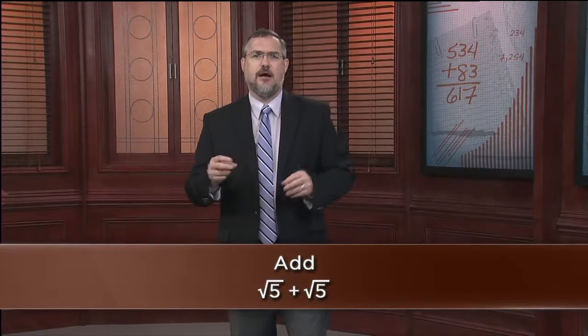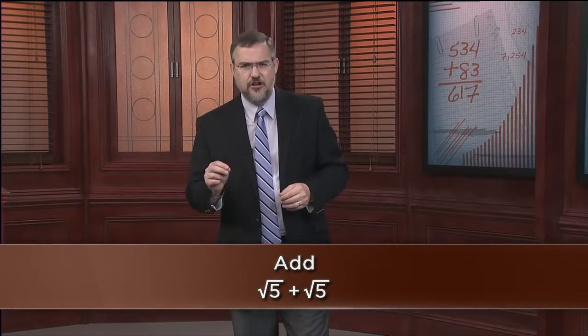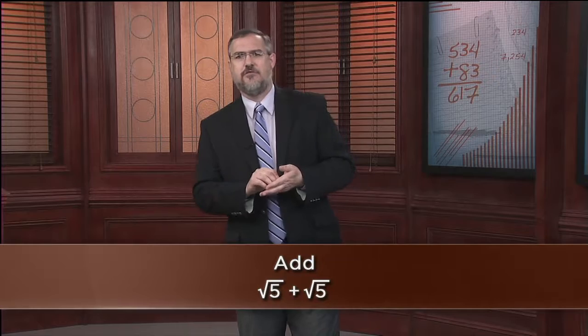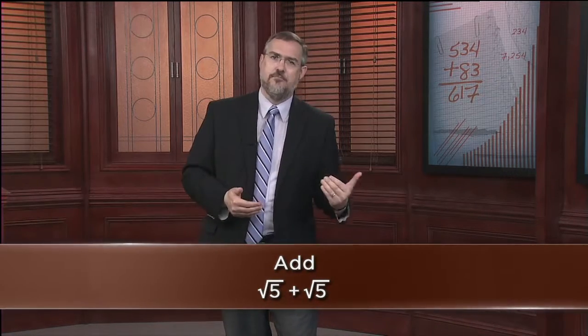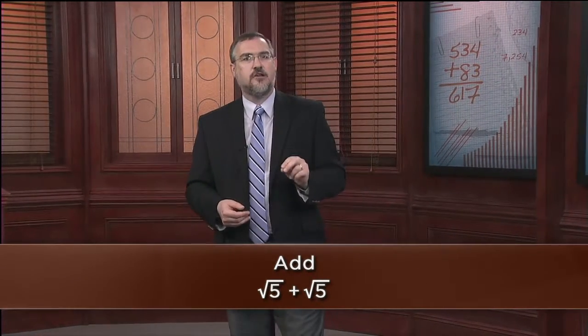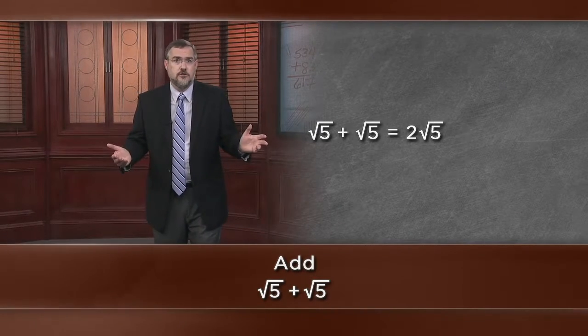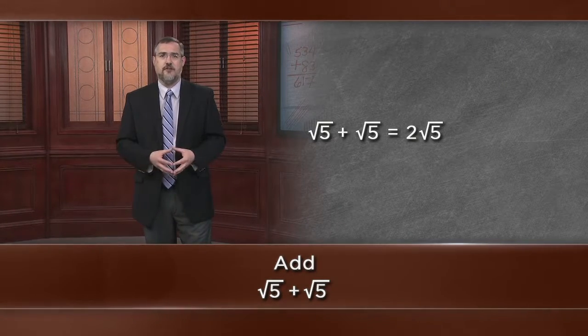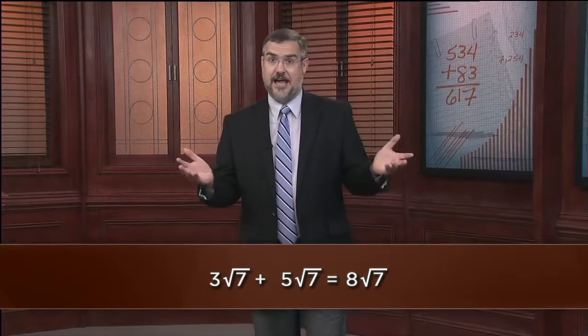The key is to think about like terms. In other words, square root of 5 and square root of 5 is like one banana and one banana. And of course, if you have one banana and one banana, then that gives you two bananas. Similarly, square root of 5 plus square root of 5 equals 2 times square root of 5, or 2 square roots of 5. Also, something like 3 times the square root of 7 plus 5 times the square root of 7 equals 8 times the square root of 7, just like 3 bananas and 5 bananas would give you 8 bananas.